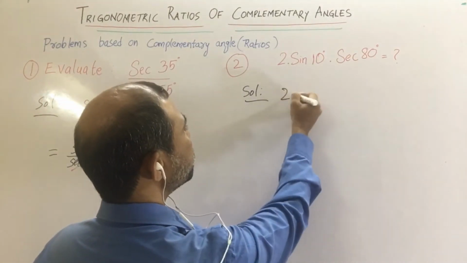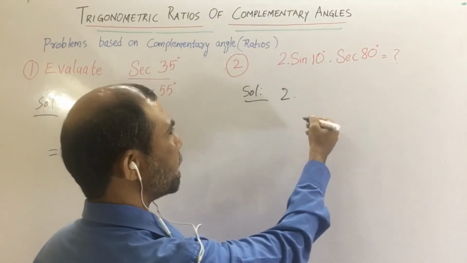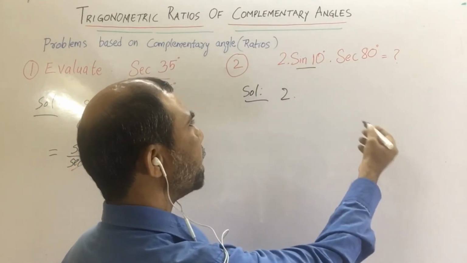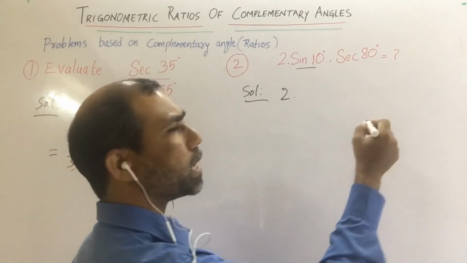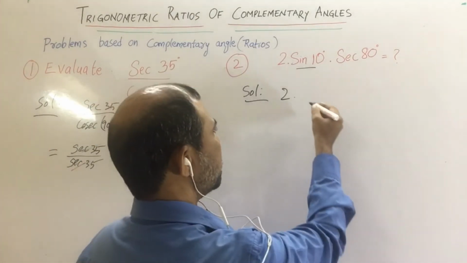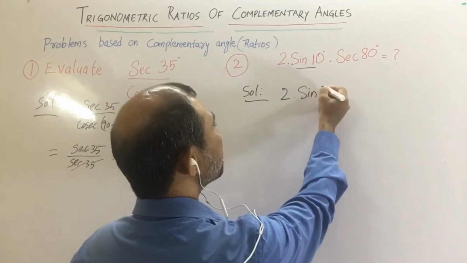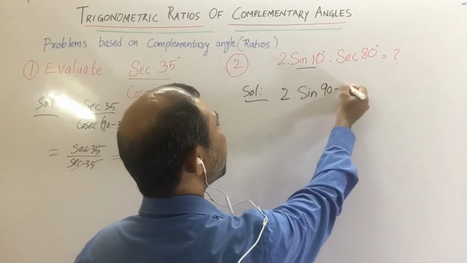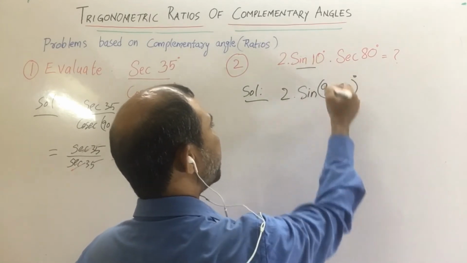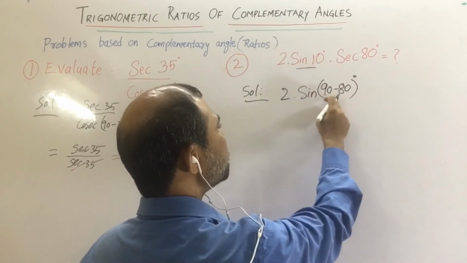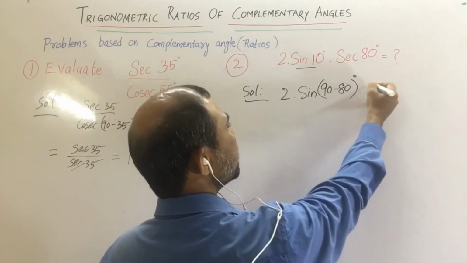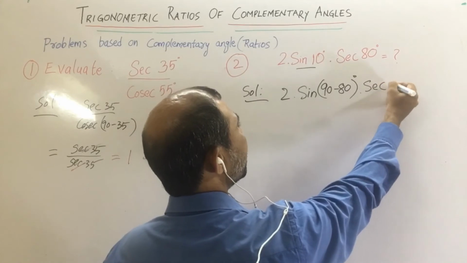So, the 2 as it is a constant, you keep it as it is. I am going to convert sin 10. So, let me write sin 10 as sin(90 minus 80). 90 minus 80 gives you 10 degrees. So, sin of 90 minus 80 degrees. We have not changed anything here except 10 degrees I have written as 90 minus 80 degrees. And now sec 80 as usual it will be there.